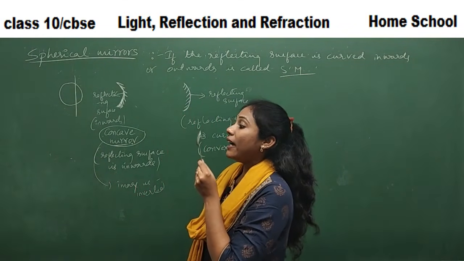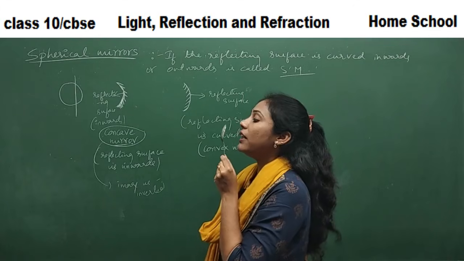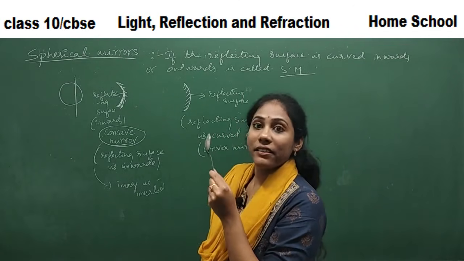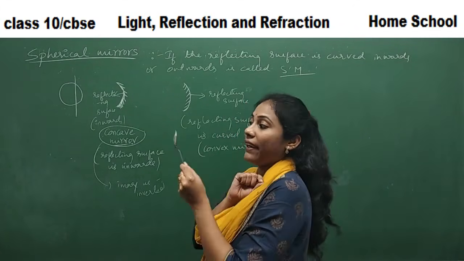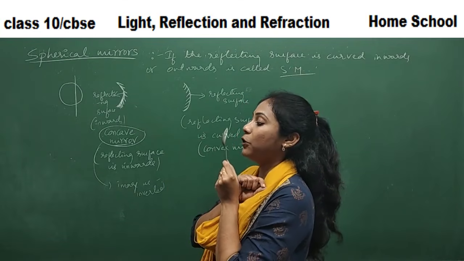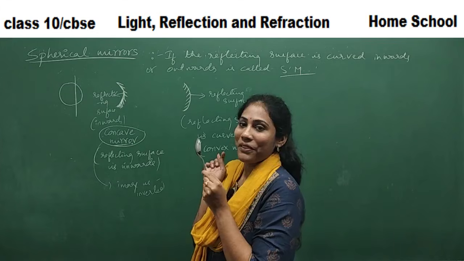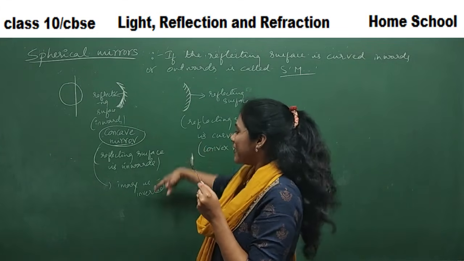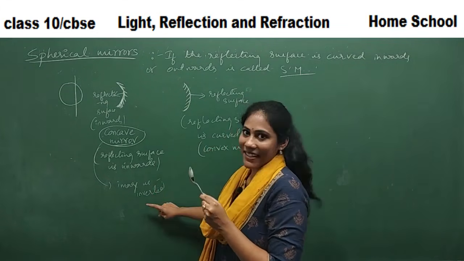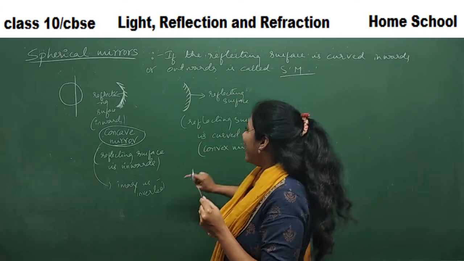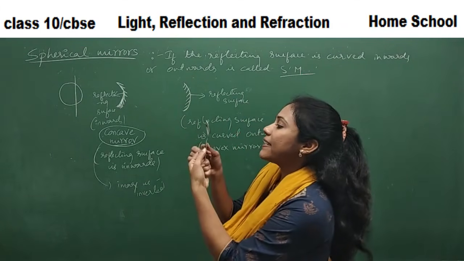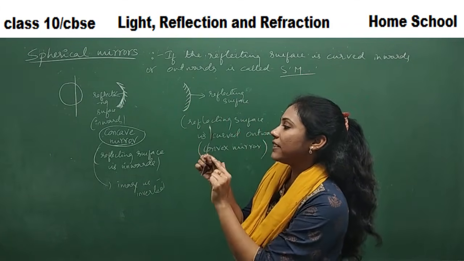And as you bring the image near, it looks magnified. I look very big. As I bring it very near to my face, I look magnified. I look too big. So just keep this point in mind. Anyway, we will discuss this in detail. And hold the spoon like this. Now this is the reflecting surface.